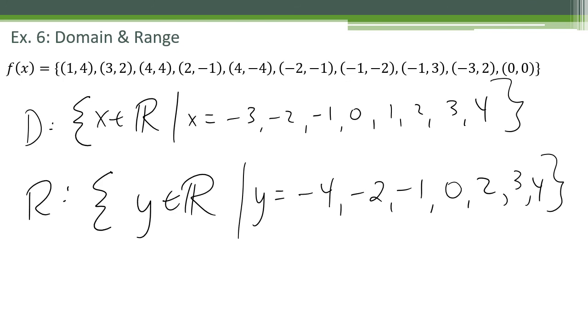So we've done a lot of practice with domain and range and coming from different representations of relations and functions. The only way you're going to get good at this is by practicing. This is definitely practice makes perfect here.